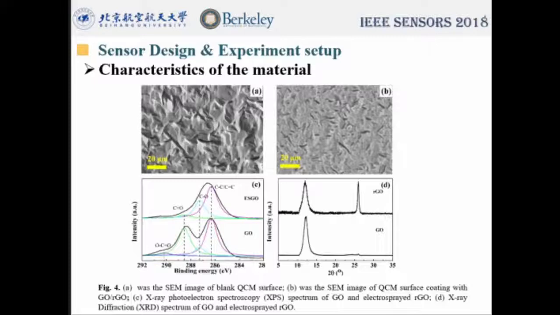Figure 4 shows the characteristic of the material coating on the QCM surface. The figure shows that the QCM coated with the film has a rougher surface, which could absorb more water from the air, and it will benefit the sensor sensitivity.